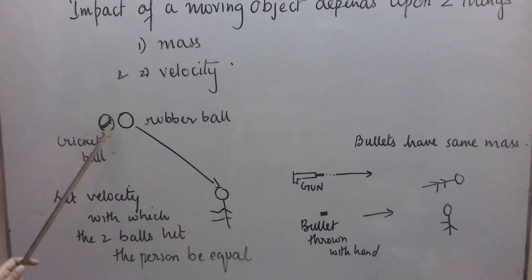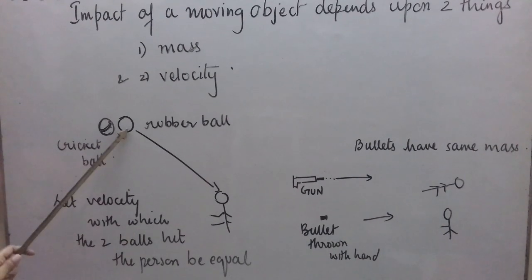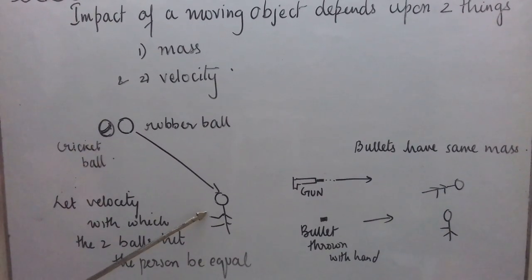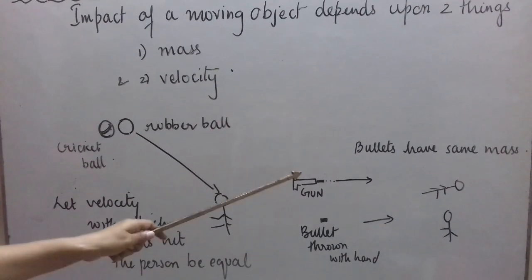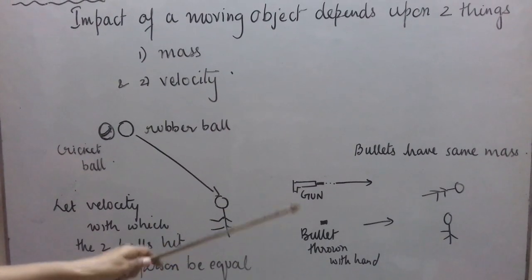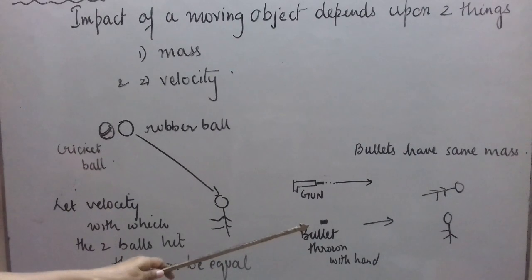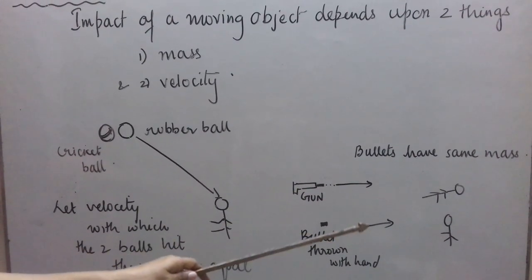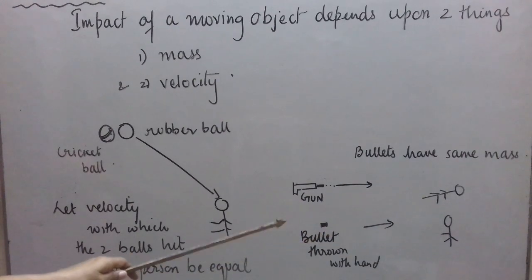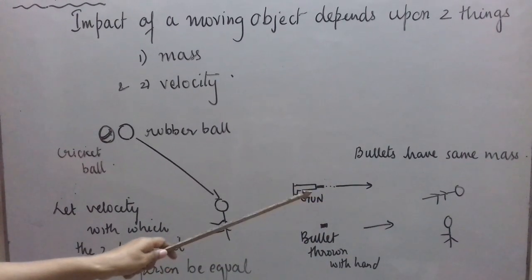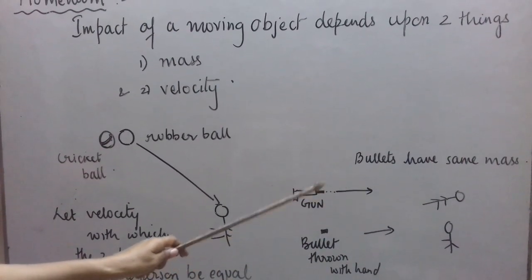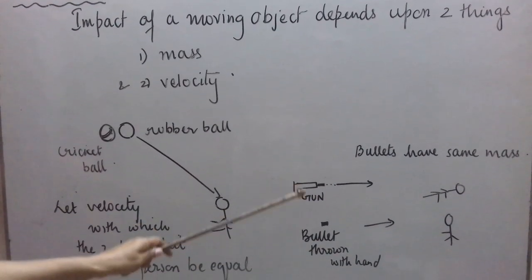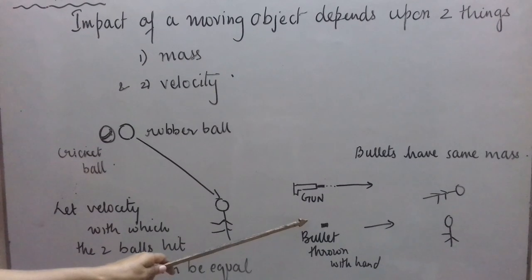Here the difference: velocity was constant, but the mass of the two balls was different and hence the impact was different. In this case, the two bullets that we have considered, one shot from the gun and one thrown with the hand, have the same mass, but the impact will be different. Impact will be more in the first case, where the bullet strikes. Why is the impact different? Masses are same. When the two bullets have the same mass, why is the impact different?